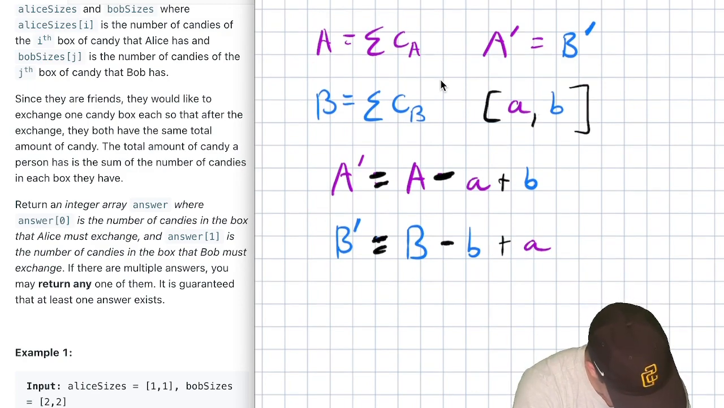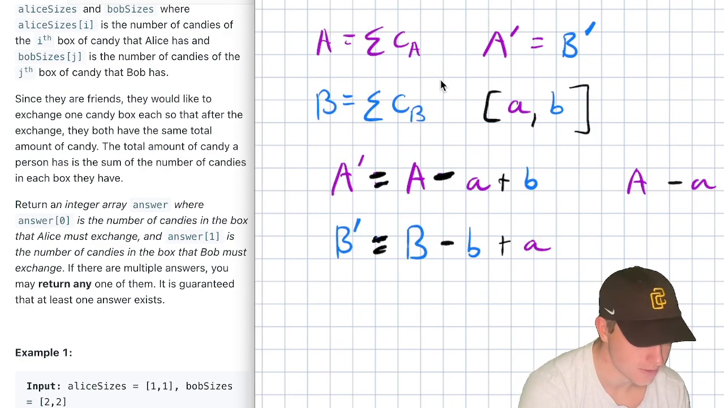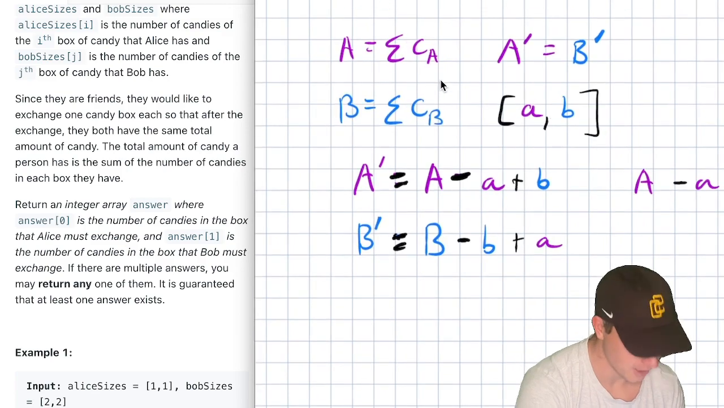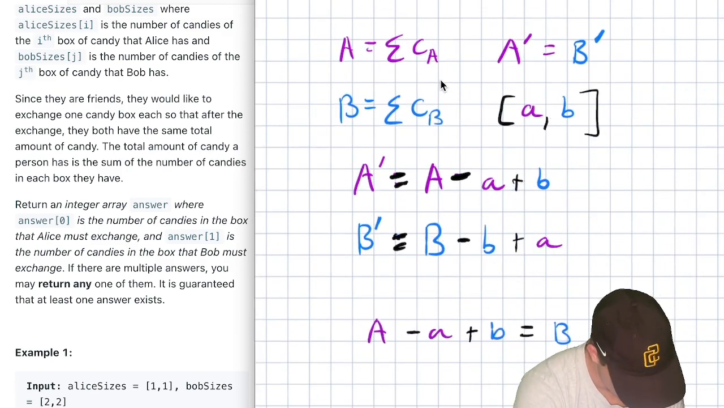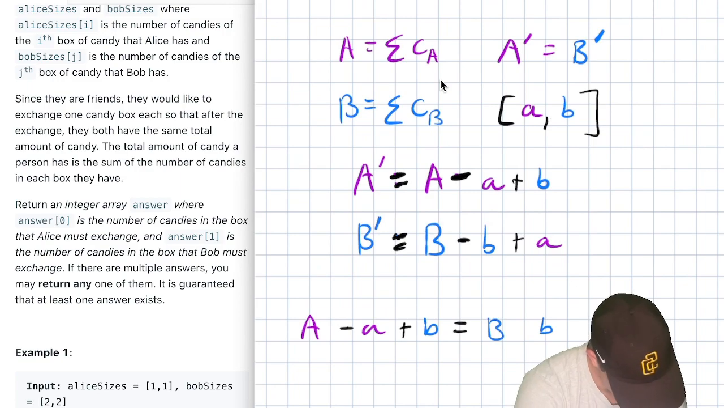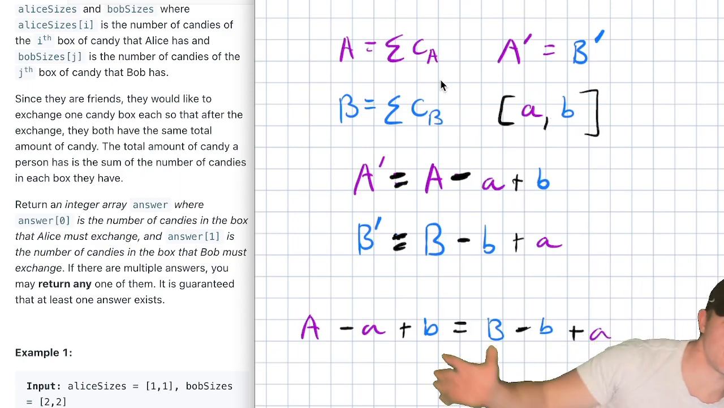So we have A minus a plus b equaling, and then on the other side we have B. Sorry, I'm trying to get cute with this, and it's not a good idea. Let me move this over so you can see that. So this is A minus a plus b equals B minus b plus a. All right, so that's our formula here, right?